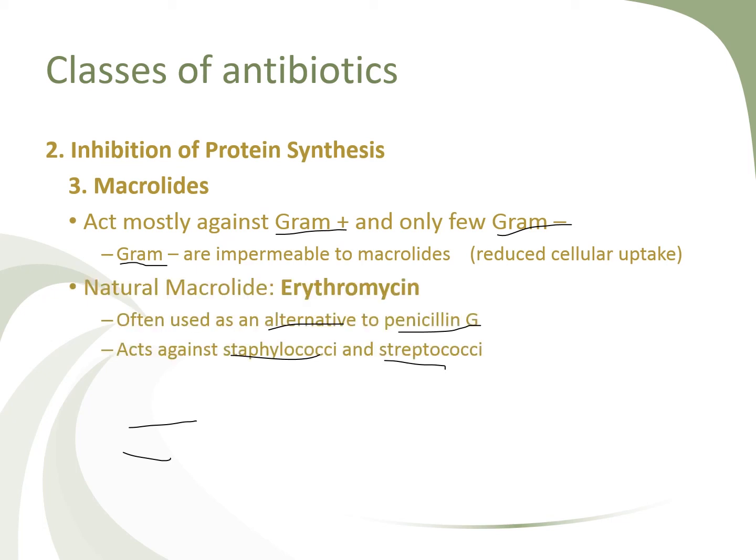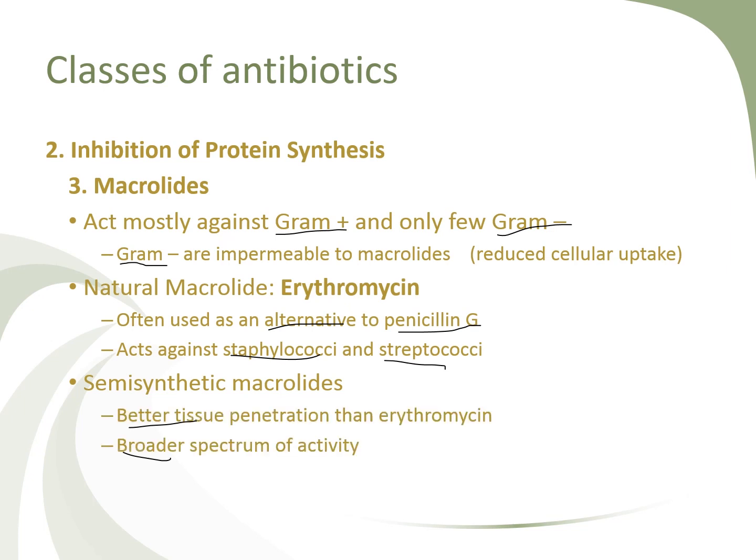There is a natural macrolide called erythromycin. It's often used as an alternative to penicillin G. It acts against Staphylococci and Streptococci. And there are some semi-synthetic macrolides. They have better tissue penetration than the natural one, erythromycin, and a broader spectrum of activity.